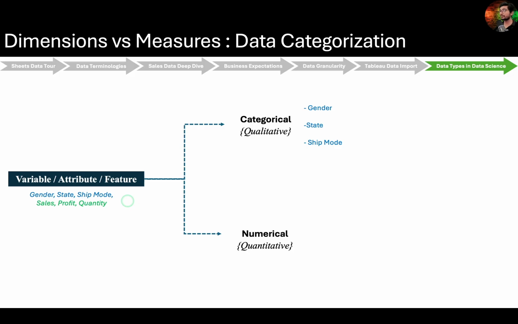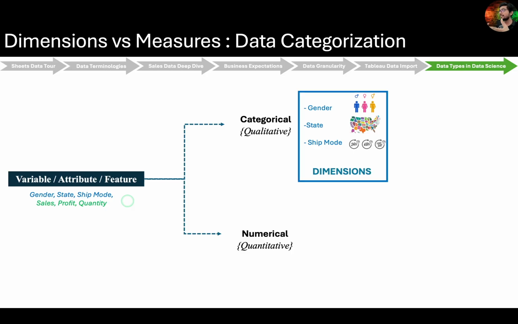They help us group data into different categories. For example, gender can be male or female or others, while we can have multiple names for the state variable. And lastly, the ship mode shows different shipping methods like standard class, second class, or first class. And since these fields describe what something is rather than measuring it, Tableau classifies them as dimensions. And in Tableau, the dimensions are displayed in blue color.